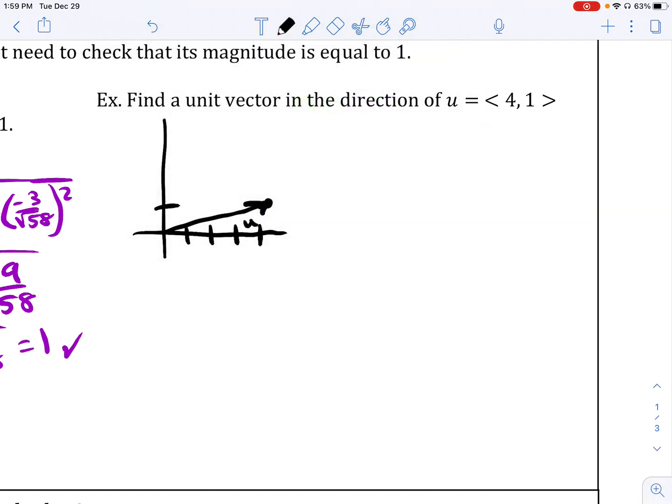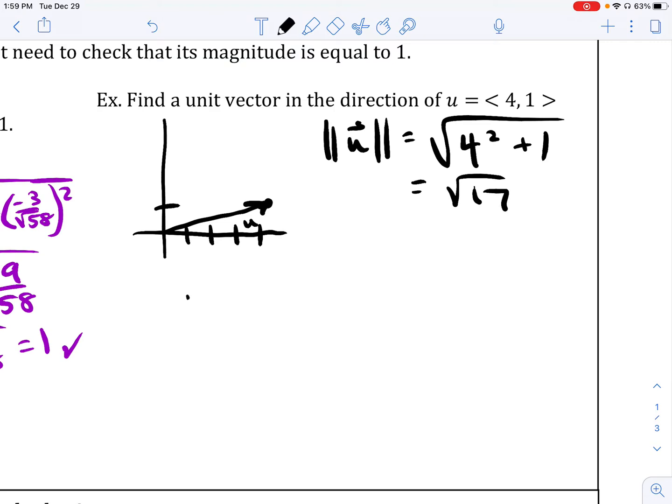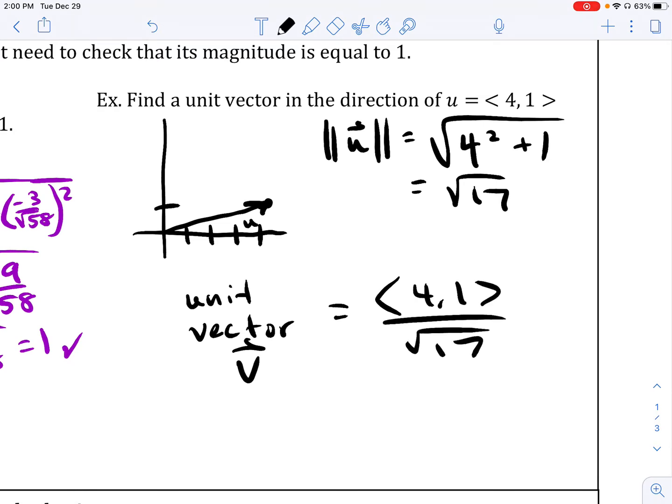So to indicate this, hopefully what you did was you found the magnitude of vector u, which is just the square root of 4 squared plus 1 squared, which is root 17. And then we're going to call our unit vector, let's just say, v. Our unit vector v is going to be this current vector, (4, 1), divided by this magnitude. And so what that gives me is (4 root 17 over 17, root 17 over 17).